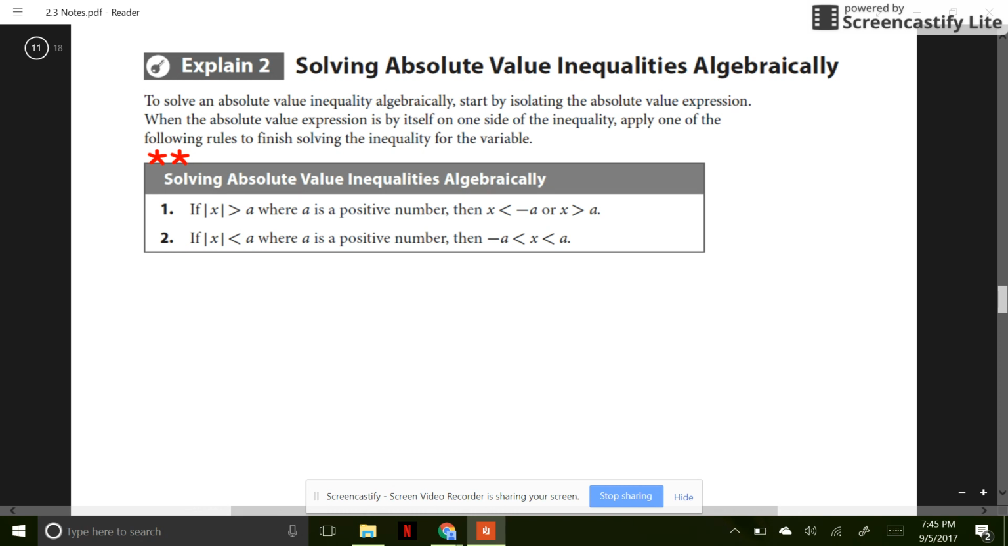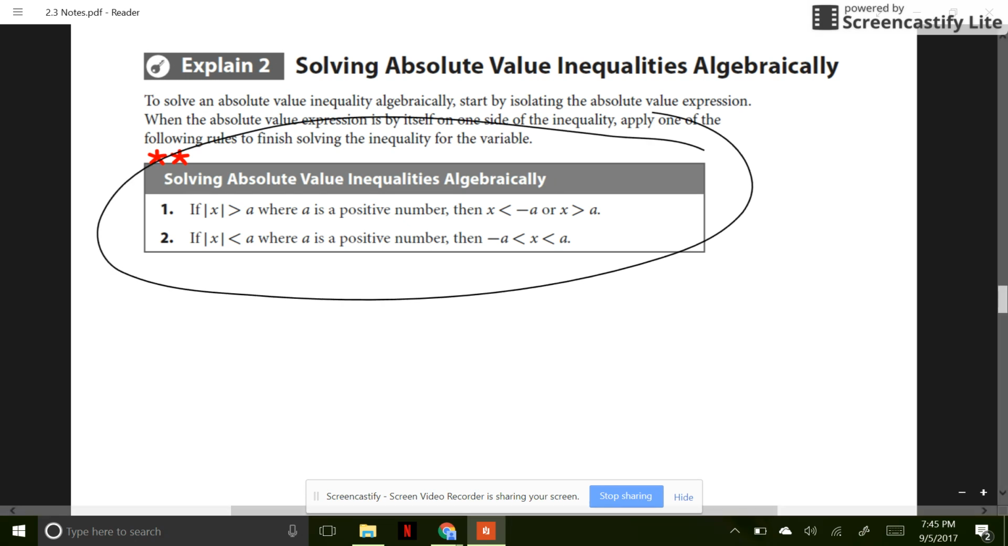Now, if we want to do this algebraically, as usual, we start by isolating the absolute value expression. So when the absolute value expression is by itself on one side of the inequality, apply one of these two rules to solve the inequality. So if it's bigger than a number, a is positive, then you can rewrite it as x is less than -a or x is greater than a. When it's less than a, you'll put it in between the -a and the +a. So these are just kind of rules you're going to have to learn and apply them.